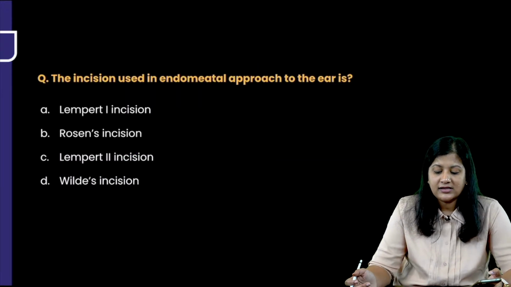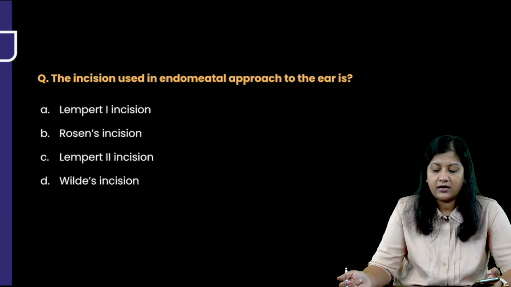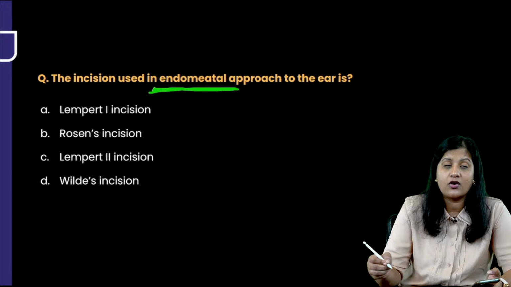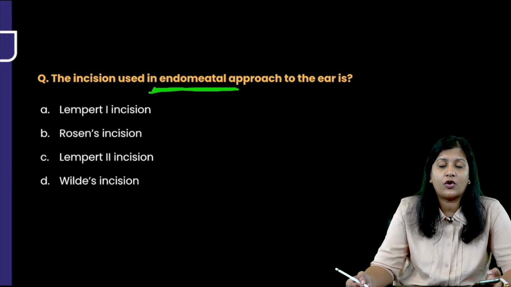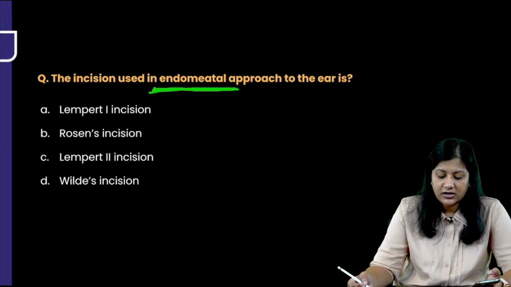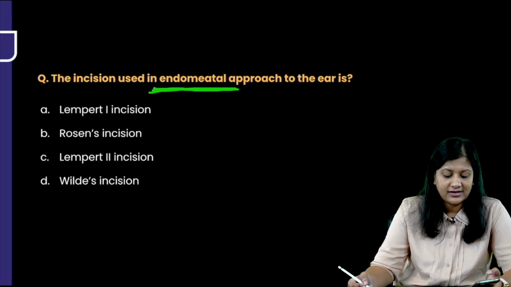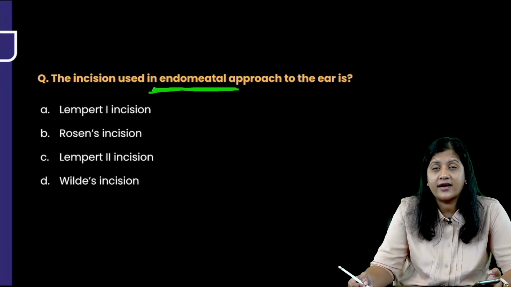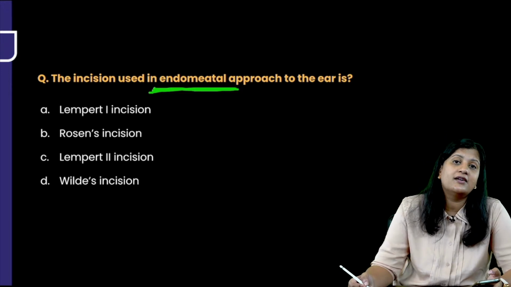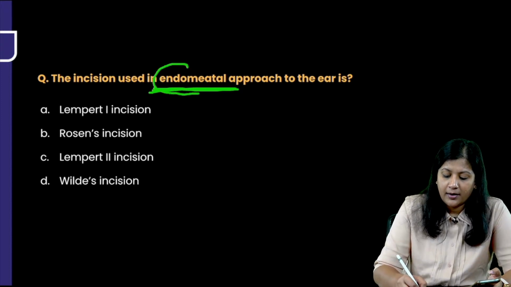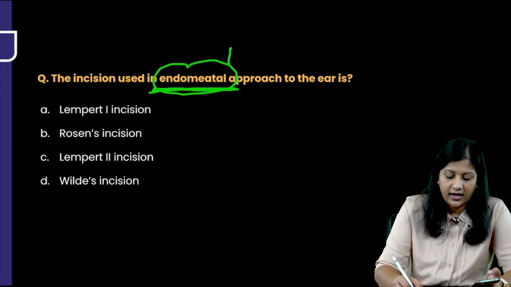Yes. What is the incision used in endomeatal approach of the ear? So, please remember they are asking you endomeatal. They are not asking you end oral or post oral. What is the name given to endomeatal approach? Is it called as Lempert's 1, Lempert's 2, Rosen's or Wild's incision? Yes, Tanushri, keratosis is associated with bronchiectasis and sinusitis, which are other ciliary motility disorders. Correct? Yes. So, when we say endomeatal approach, we are talking about an incision.